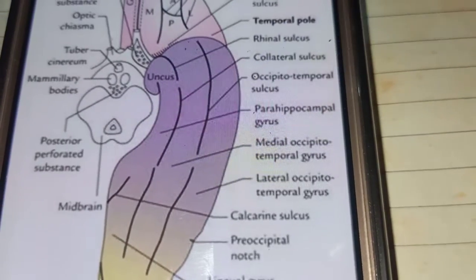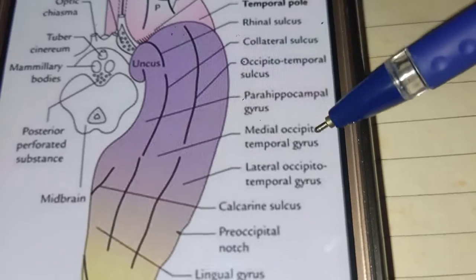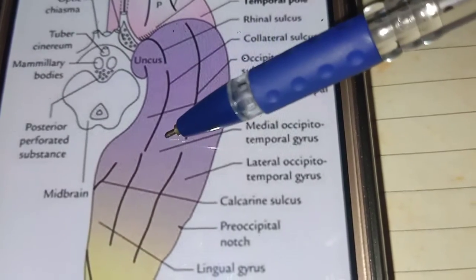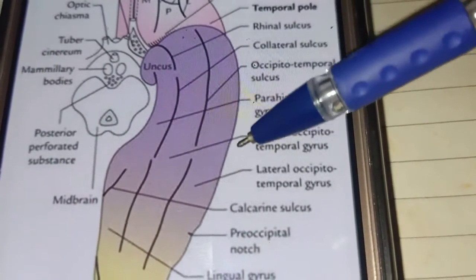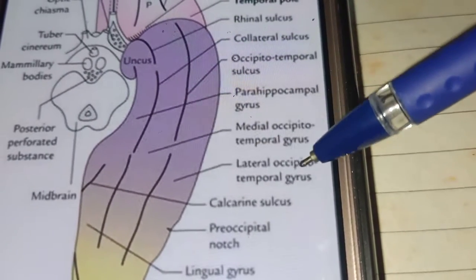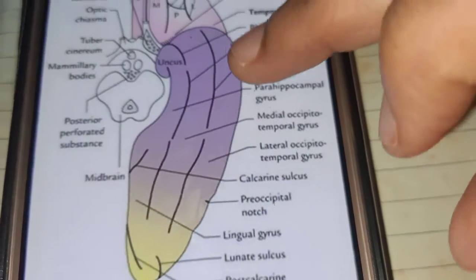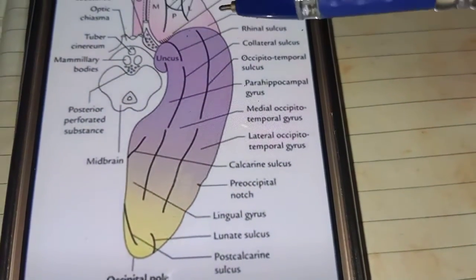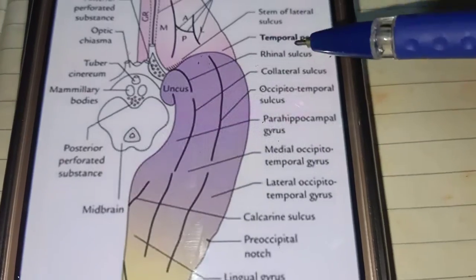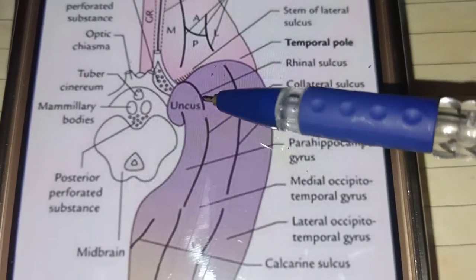Between the collateral and the occipitotemporal sulcus is the medial occipitotemporal gyrus, and just behind the occipitotemporal sulcus is the lateral occipitotemporal gyrus. Okay. The next sulcus is the rhinal sulcus. You can see here, this is the rhinal sulcus above.